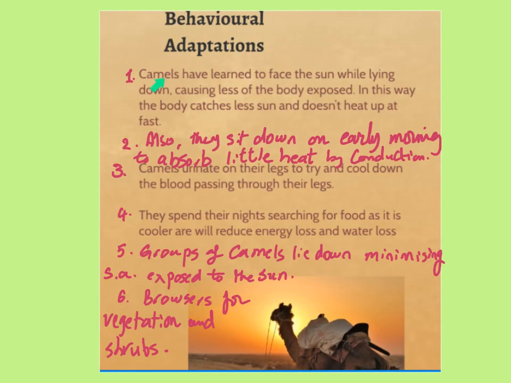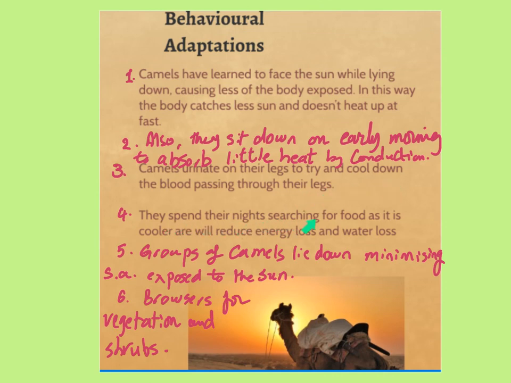Behavioral adaptation. First, camels have learned to face the sun while lying down, causing less of the body to be exposed in this way. You know how the camels sit down in the sun. So here, the body will catch less sun and doesn't heat up as fast. Second, during sunset or in the early morning, the camel can absorb little heat by conduction. Third, camels urinate on their legs, so water touches the legs. This helps to cool the camel down as the blood passes by the veins inside their legs.